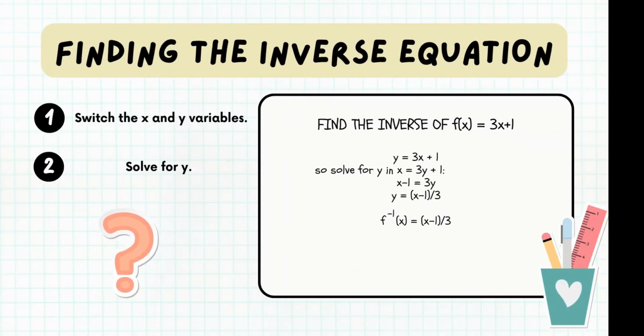Now, how do we find the inverse equation? We're going to do this example right here, and these are the steps we're going to follow. We're first going to switch the variables and then solve for y. So the function we have is f of x equals 3x plus 1. First, we switch the x and y and make it x equals 3y plus 1. Then we solve for y, and we get (x minus 1) over 3. Substituting the inverse notation in, we get the inverse of f of x is equal to (x minus 1) over 3.